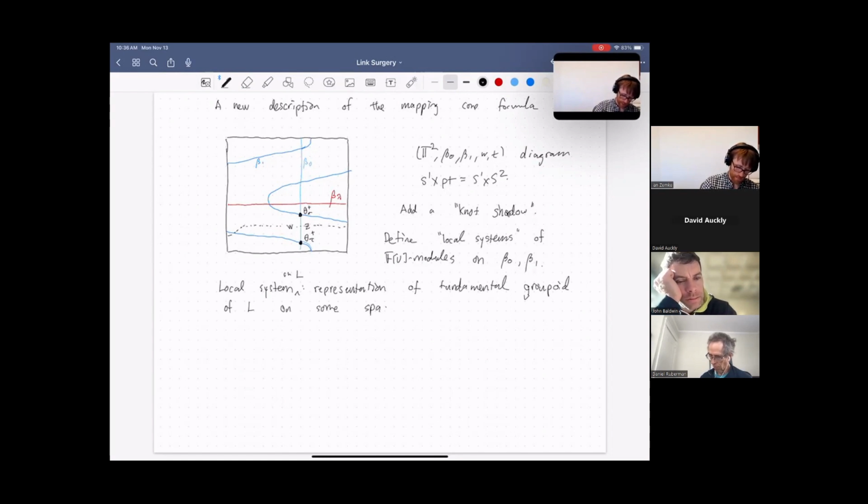That means that given a path between 2 points, I get some endomorphism of E. Really, we're only interested in going around a loop around these Lagrangians. For beta 0, I'm going to give it this space E0, which will be just F adjoin WZ. And for beta 1, the representation space is going to be F adjoin U, T, T inverse.